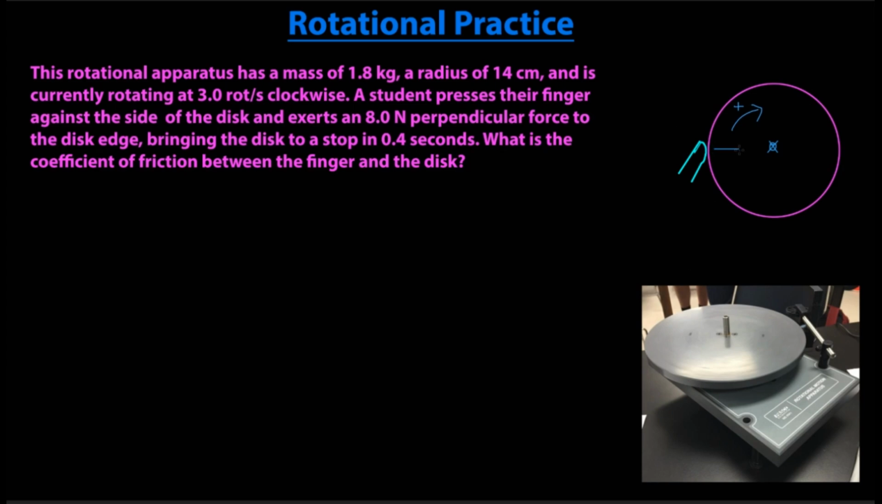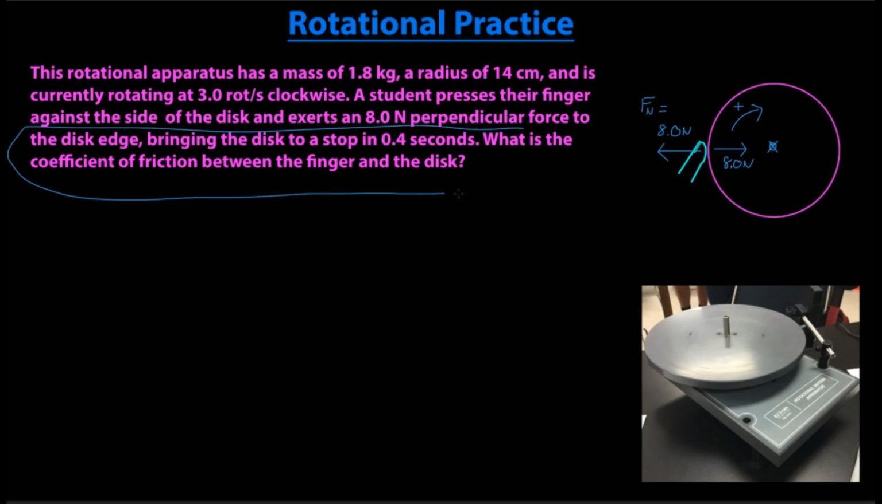The finger presses on the disc with a force of 8 newtons. By Newton's third law, that means I have a force from the disc on the finger that is also 8 newtons. Now notice I have not labeled this, but if we think about it, this force is completely perpendicular to the surface, which makes this force normal.